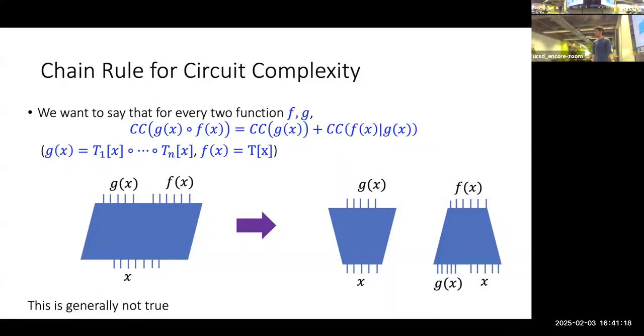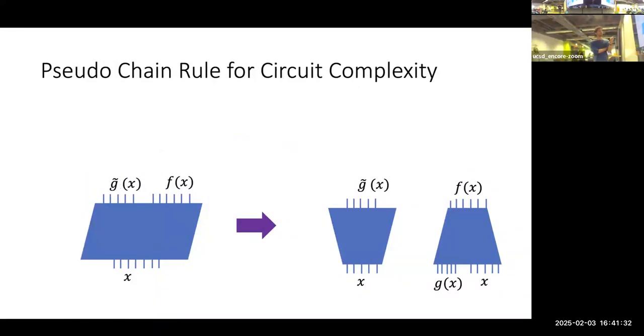But of course, this is not generally true. It is not true that we have a chain rule for circuit complexity. But it turns out that we don't really need a chain rule for circuit complexity. We need something weaker that I'm calling a pseudo chain rule for circuit complexity, because it reminds me of the idea of pseudo symmetry of information.